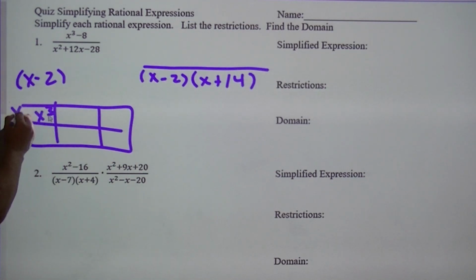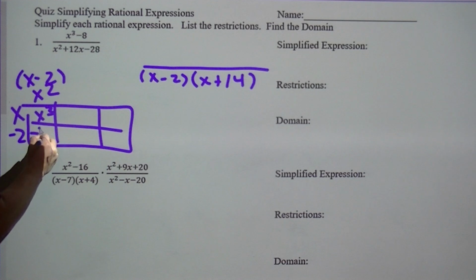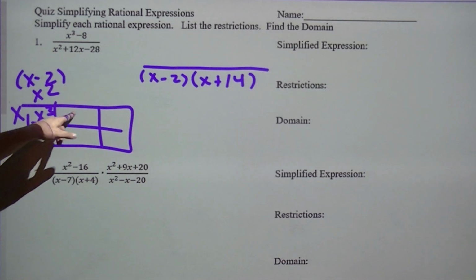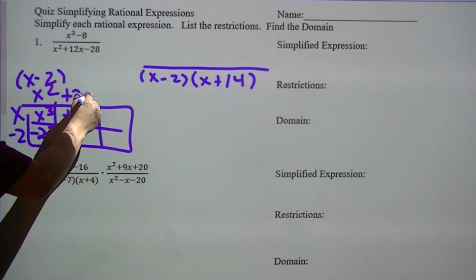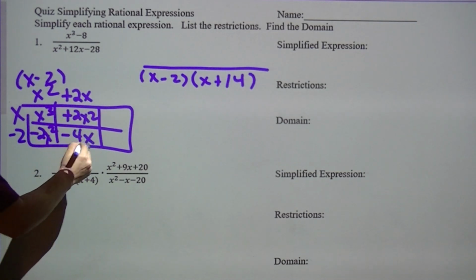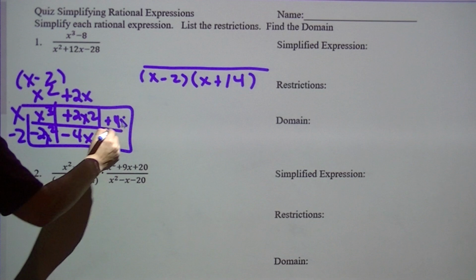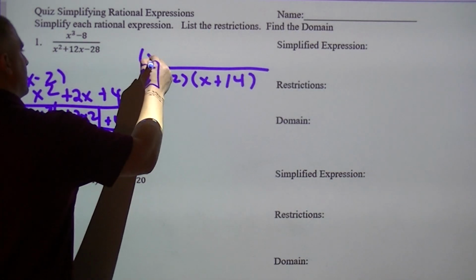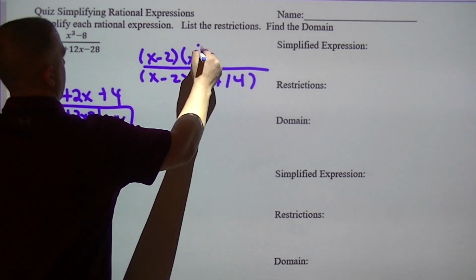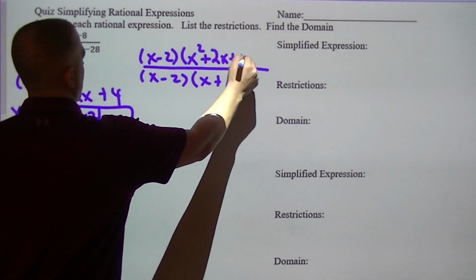X cubed, so this would have to be x squared. This is negative 2x squared. Now the x squareds need to cancel out here, so that's positive 2x squared, which makes this positive 2x, which makes this negative 4x. Once again, these have to cancel out. Positive 4x makes that positive 4, and negative 8. So the two factors here are x minus 2 and x squared plus 2x plus 4.